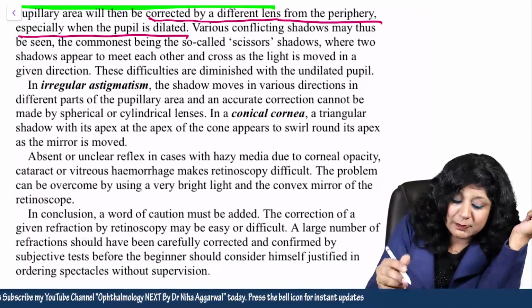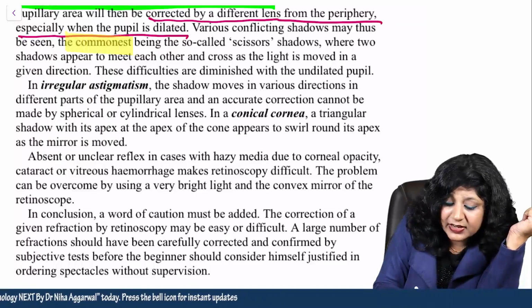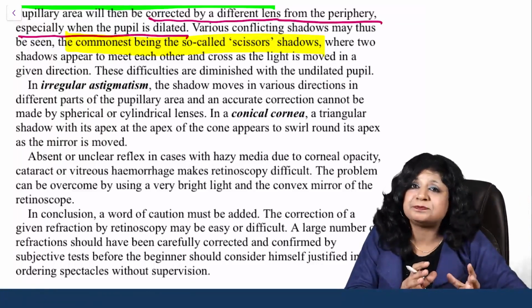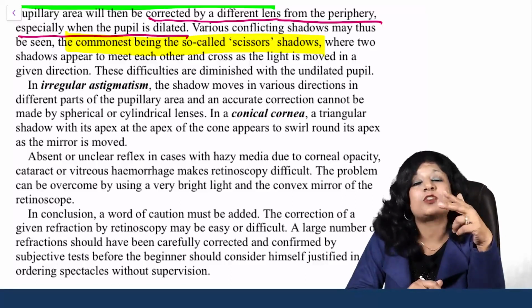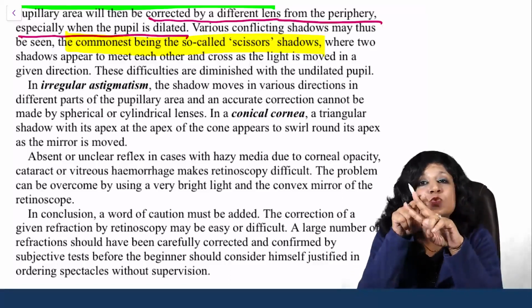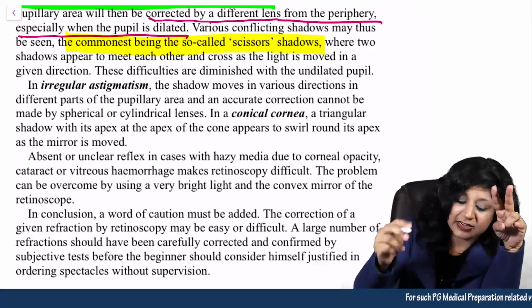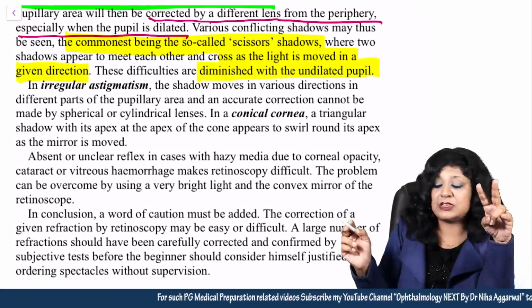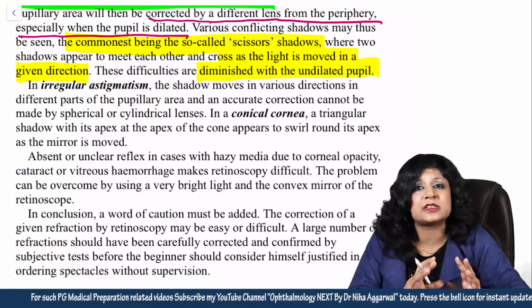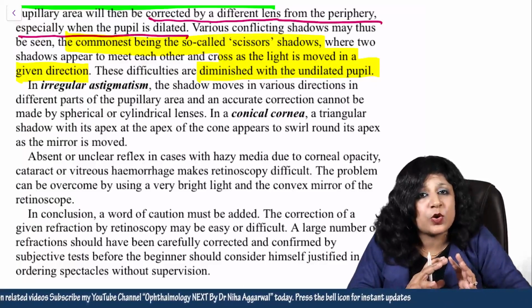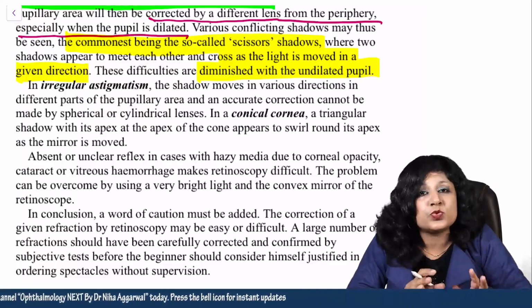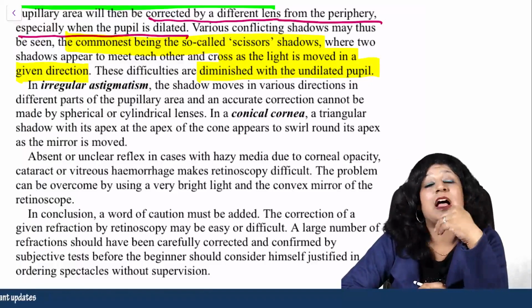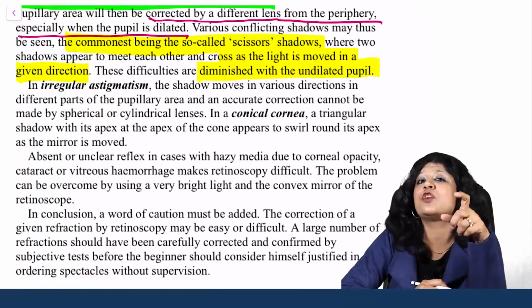Various conflicting shadows may be seen, and a very commonly seen shadow here is the scissors shadow. I think we have already discussed this many times: the scissors shadow is what you get in cases of regular astigmatism. Why is it called scissors? Scissors means like this. The two reflexes are meeting and it looks as if they are crossing. That is why it is called the scissors shadow, and these can be diminished with an undilated pupil. If you feel that this person has a lot of astigmatism and we are going to have many reflexes from the periphery, you can do the refraction in the undilated pupil. So at times we can even use refraction without dilatation if you are seeing a lot of shadows.